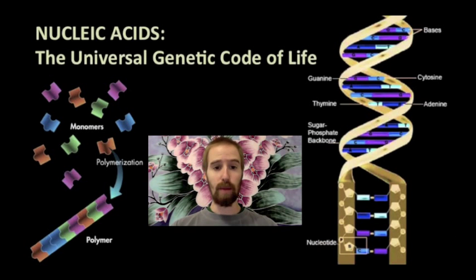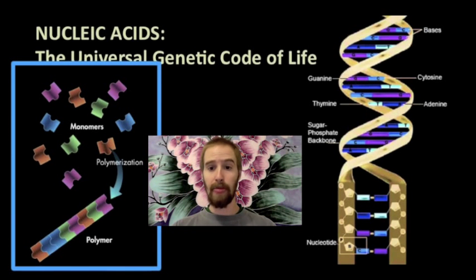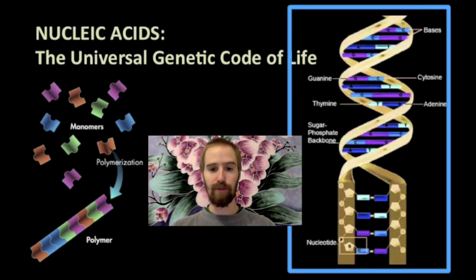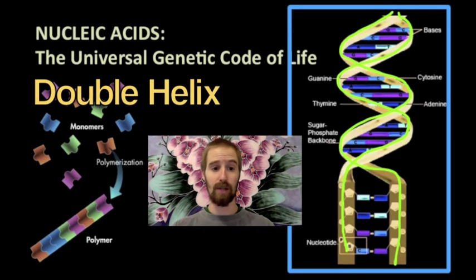As was the case with carbohydrates, monomers join together to form polymers through a process that we call polymerization. But the structure, and therefore the function of nucleic acids, is quite different from that of carbohydrates. Here we can see a DNA molecule, which is one variety of nucleic acid. DNA is actually 2 long strands of nucleotides, each running in opposite directions, and coiled around one another in a shape that we call a double helix.